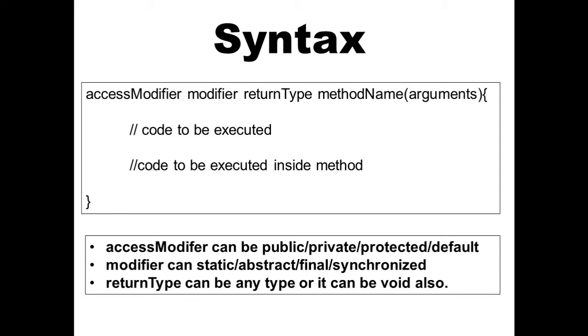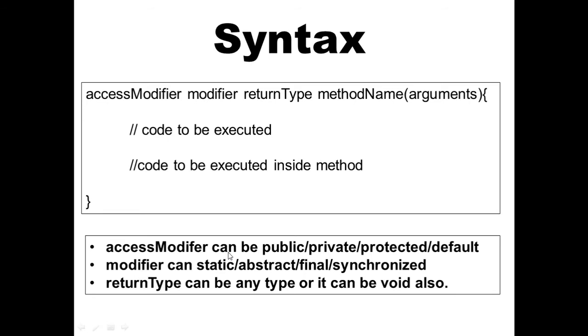Just see here where I'm moving the cursor right now. Your access modifier can be public, private, protected, default. Now again, what is this public, private, protected, default? Don't worry about this for the time being, we'll see it when we come to the particular topic for access modifiers. So don't worry right now, just concentrate on writing methods, that's it.